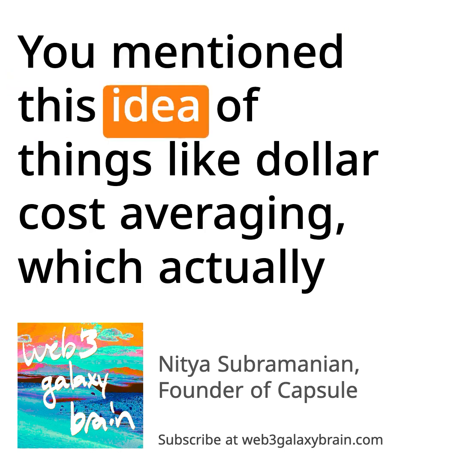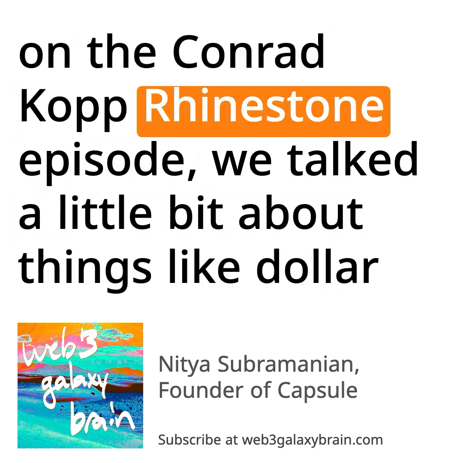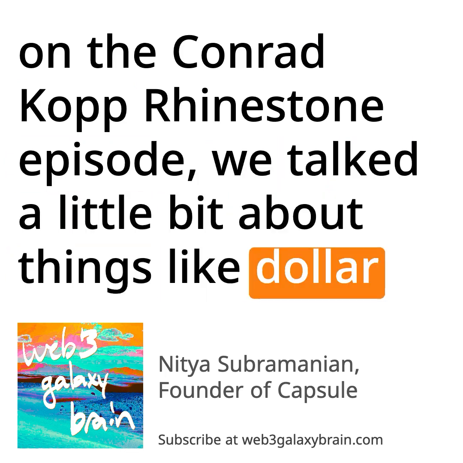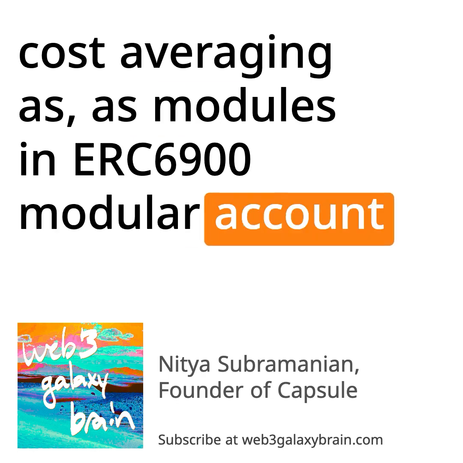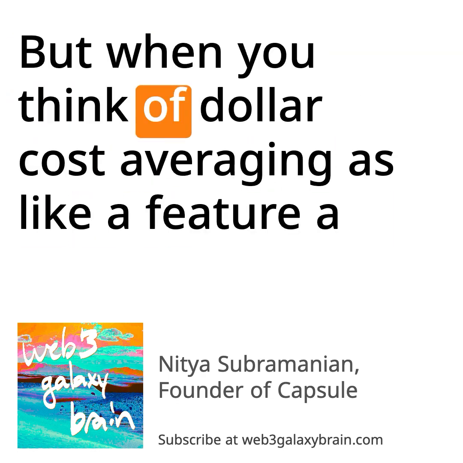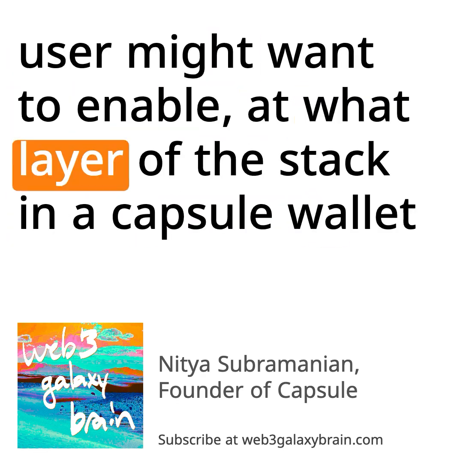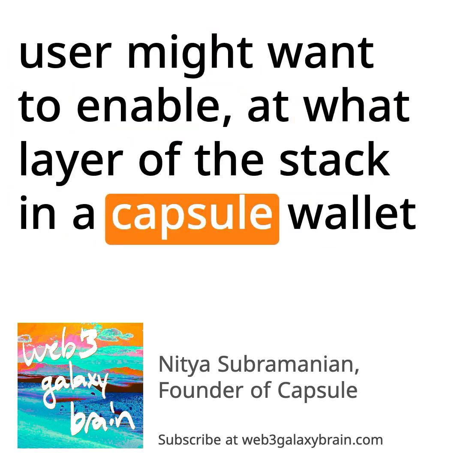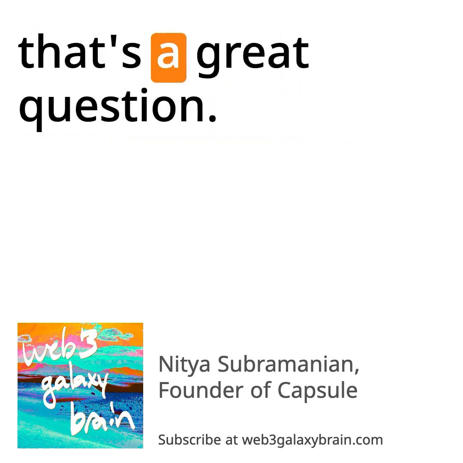You mentioned this idea of things like dollar cost averaging, which on the Conrad Cop Rhinestone episode, we talked a little bit about as modules in ERC 6900 modular account abstraction contracts, which we'll get to in a minute. But when you think of dollar cost averaging as a feature a user might want to enable, at what layer of the stack in a Capsule wallet would it make sense to do dollar cost averaging? Yeah, that's a great question.